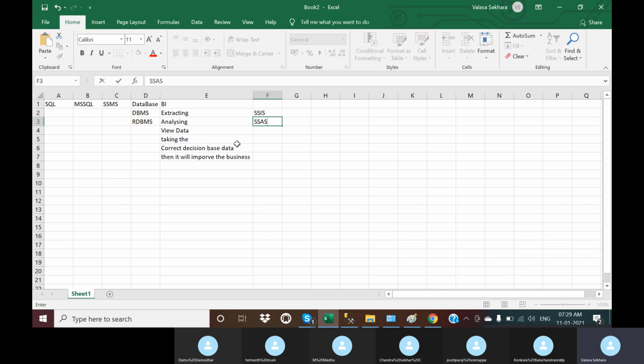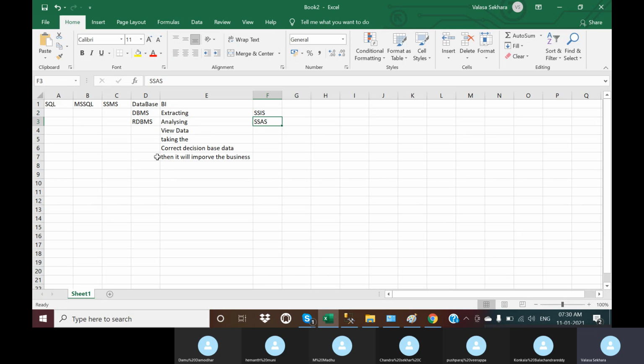But here we are not going to learn about this technology, this tool. This is a separate tool; they will separately hire people who work on SSAS. It is very big, and there is a lot of work involved. They will hire separately only for SSAS. We are not going to learn about this technology or tool.